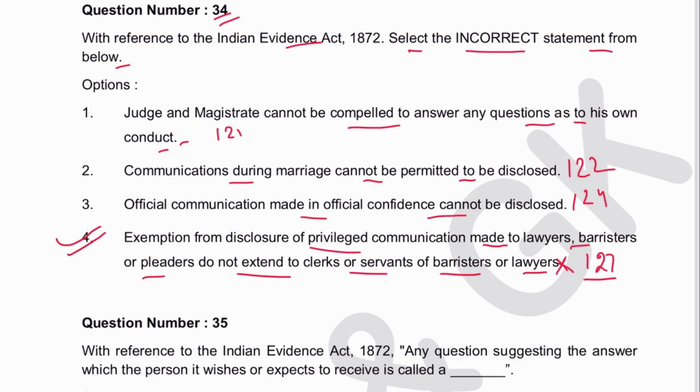4 is incorrect. Now the sections have been changed. Obviously 121 has become 127. Then 122 is 128. This is 130. And this is 132 subsection 3, in Bharatiya Sakshya Adhiniyam.